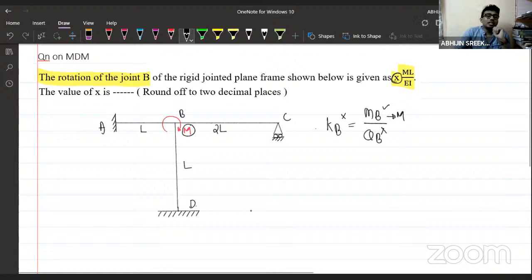Forget about that. Let's think about this one. This KB value, how to calculate this? Theta B is asked in the question. Forget about that. We are interested in the KB value. Let's think how we can calculate the KB value.